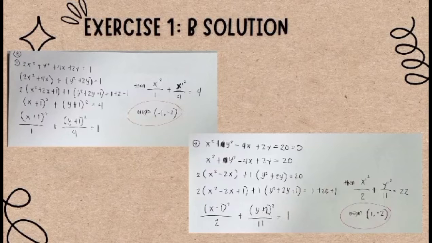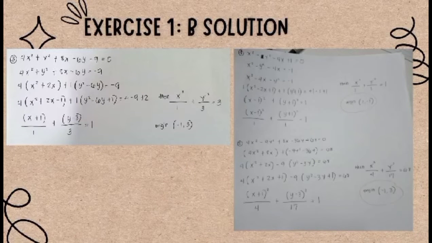So, the over 1 and over 4 written for x and y came from the equal 4, wherein multiplying 1 and 4 still equals 4. And from there, we can get our origin, which is negative 1 for the x and negative 2 for our y. It is the same process for numbers 2 to 5.